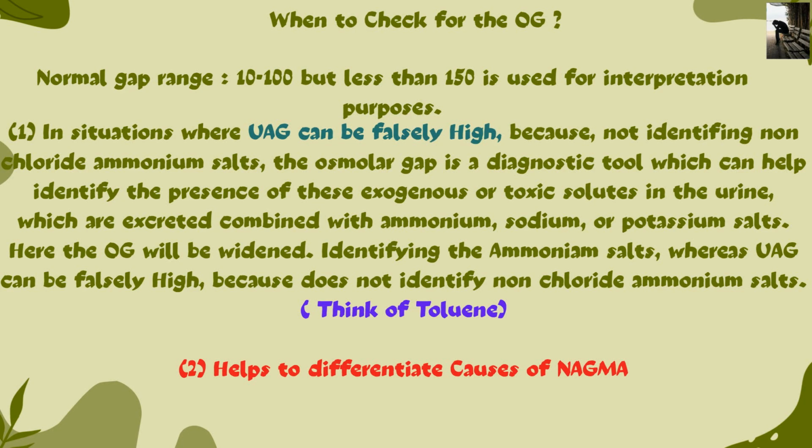And the normal gap is 10 to 100, but for interpretation purposes 150 is taken as the cutoff point. Yes, the urinary osmolar gap is superior to the urinary anion gap, but what is the clinical use of this? Why do we need it?